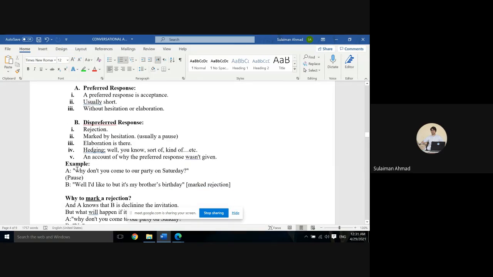Look at the example. Why don't you come to our party on Saturday? Then there is a pause, right? Well, I would like to, but it's my brother's birthday. That is a marked rejection. Marked means marked by hesitation, marked by elaboration, marked by hedging. Well is hedging. I would like to, but it's my brother's birthday, right? So this is providing a reason, kind of hesitation is there, elaboration is there. So this is marked rejection.